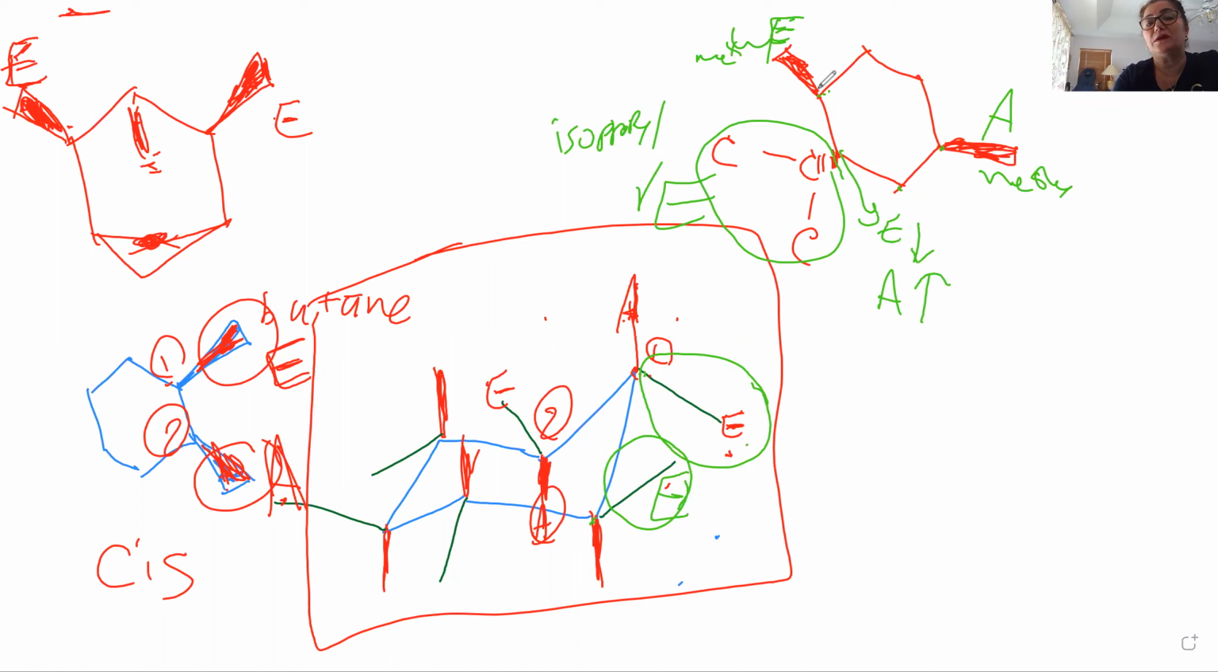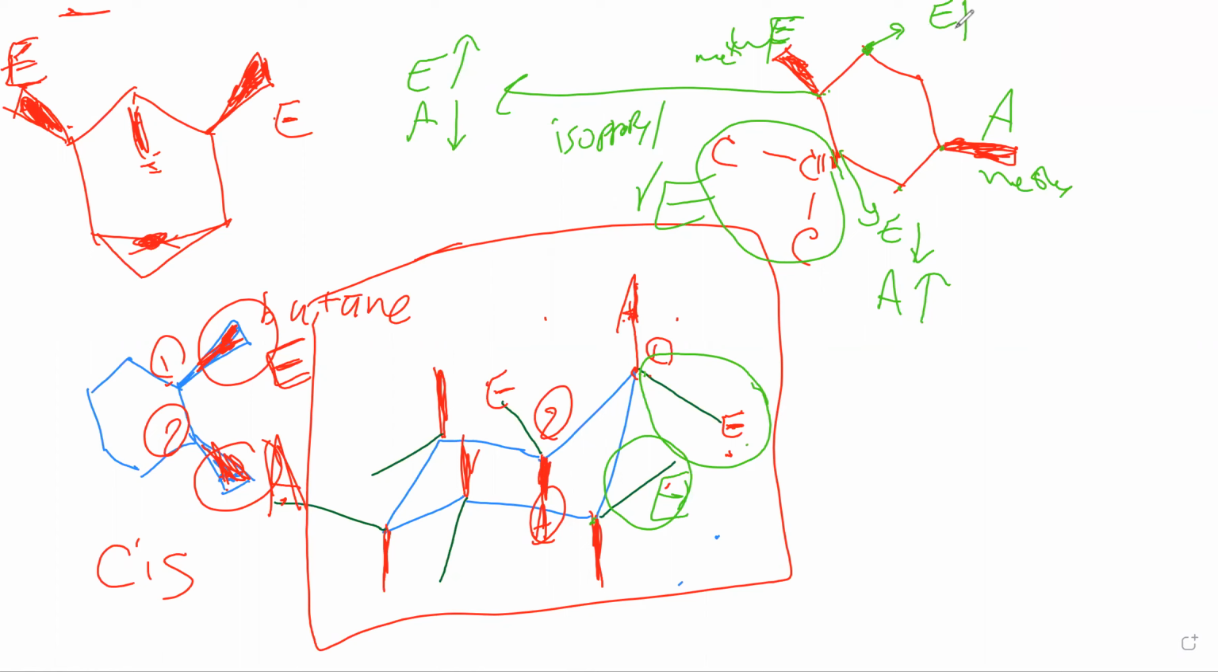For this position, what's happening? On the adjacent carbon, equatorial is down here. So for this position, equatorial is going to be up and axial has to be down. What's happening in this position? What happens to equatorial? It alternates. Equatorial has to be down and axial is going to be up.